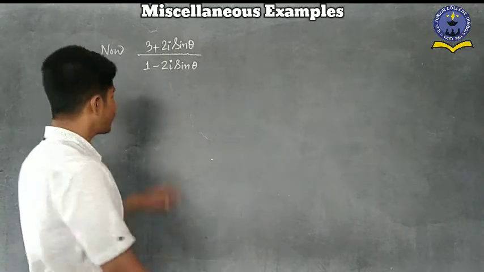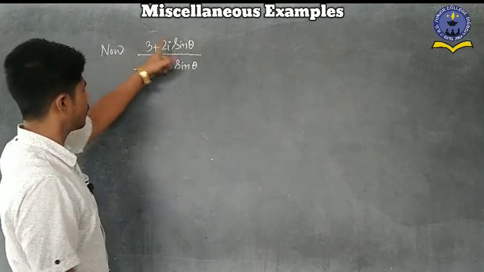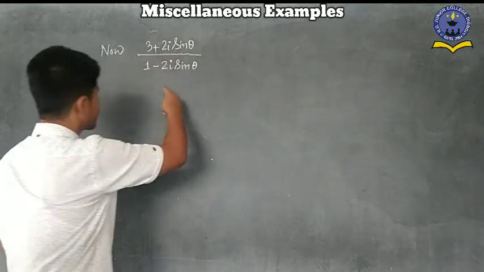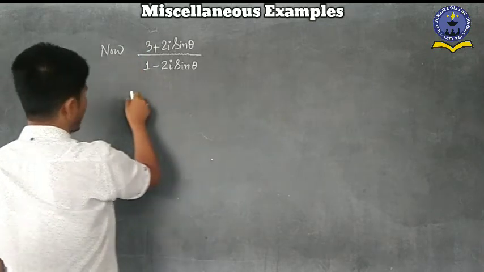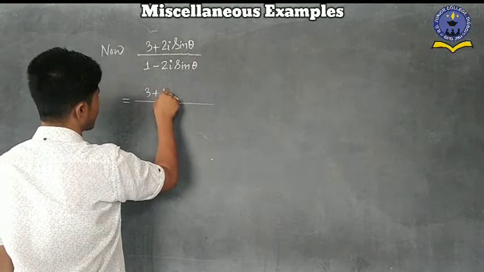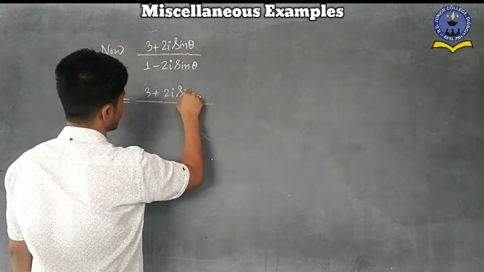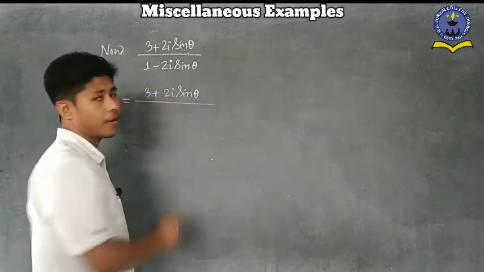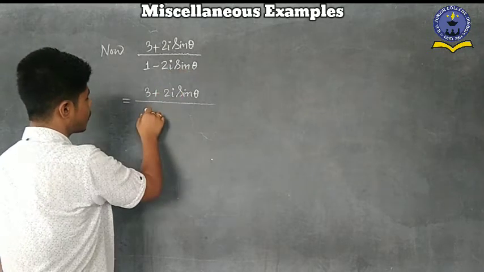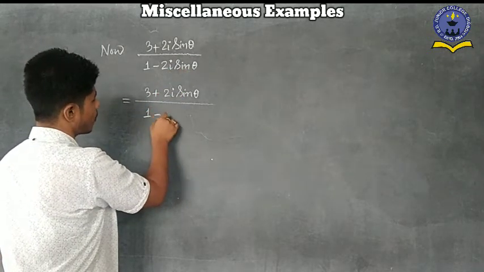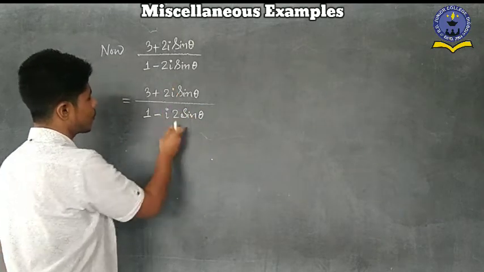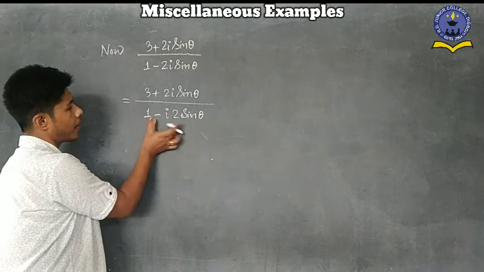Is it clear? So now in this question, first of all, this is not given in the standard form a plus ib, is it? So first of all we have to rearrange this result. Looking at the denominator, we have to eliminate this i from it. So 1 minus 2i sin theta, we can also write in this way, 1 minus i into 2 sin theta. This is of the form a minus ib.